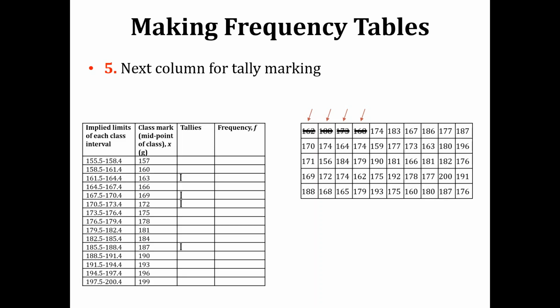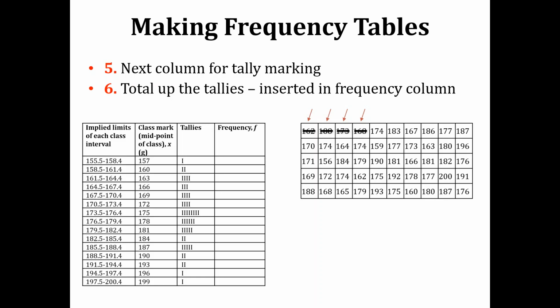And we are going to do that for all of those 50 observations, until we have tally marks for each of these classes completed. Now, what we are going to do next is total up the tallies, and they are going to be inserted in the frequency column. So the first class has only one tally, so this is going to be 1. The class number 2 has 2 tallies, so this is going to be 2. We are going to calculate the frequency for each one of these classes and put them into the frequency column. So here we have our frequency table constructed by the method of tally marking.